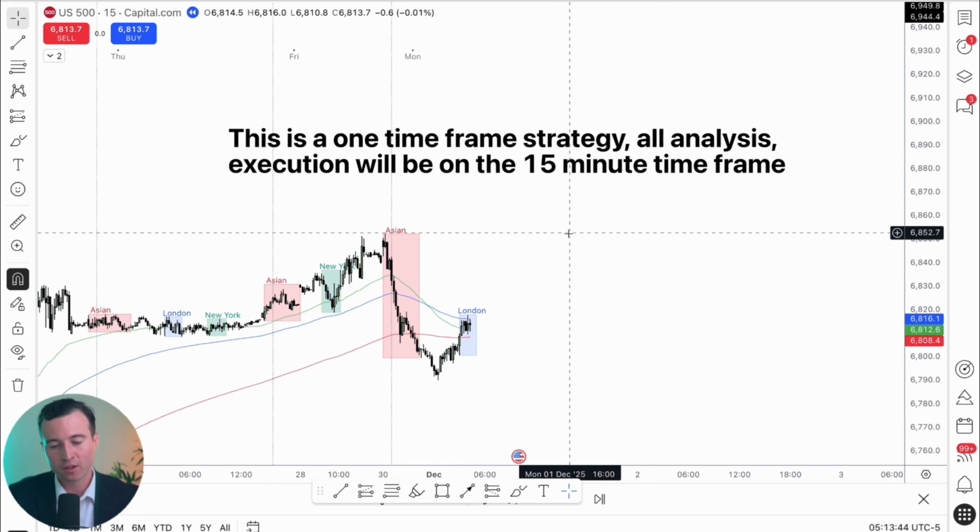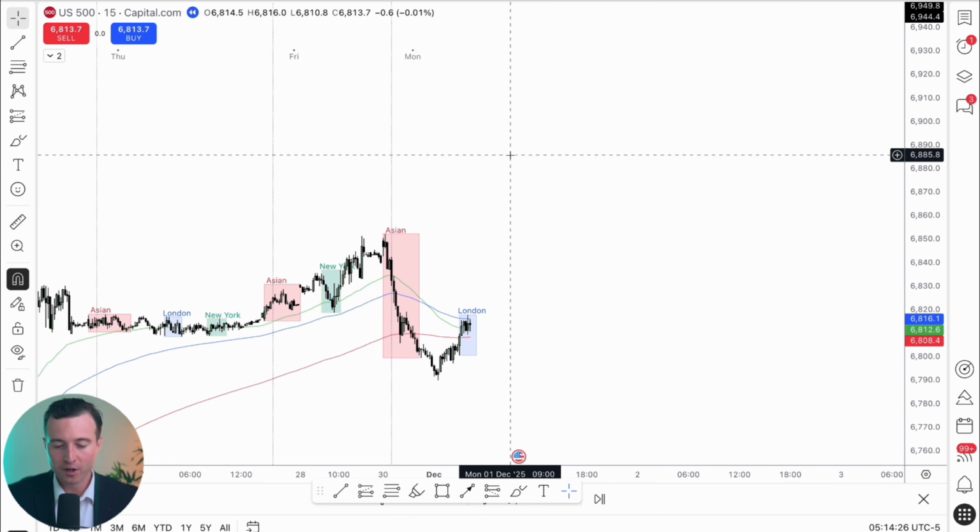But the first thing that I want you to note here is that this is a one time frame strategy. All of the analysis and execution will be on the 15-minute time frame. So very quickly, let's set up the exponential moving averages and the session indicator.